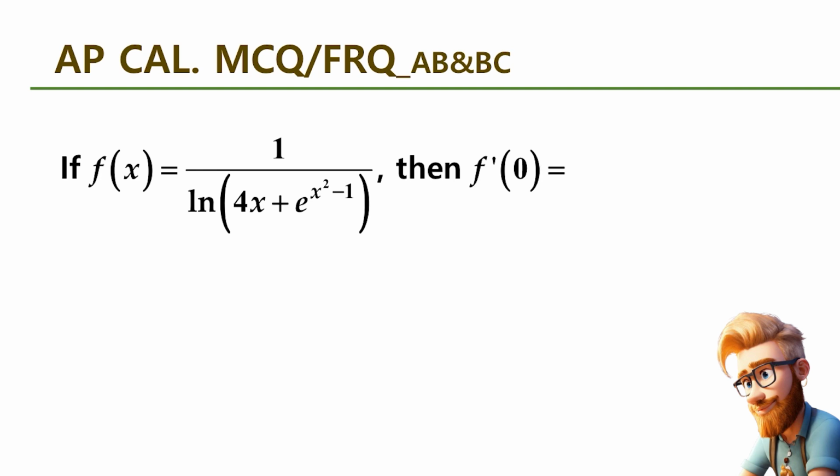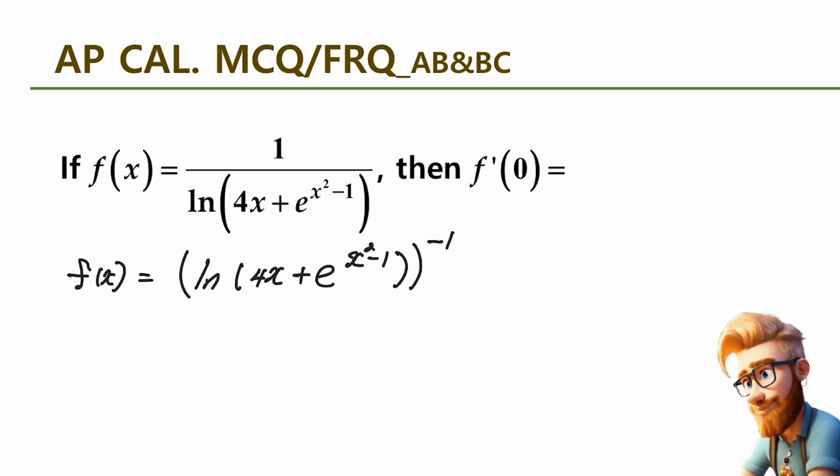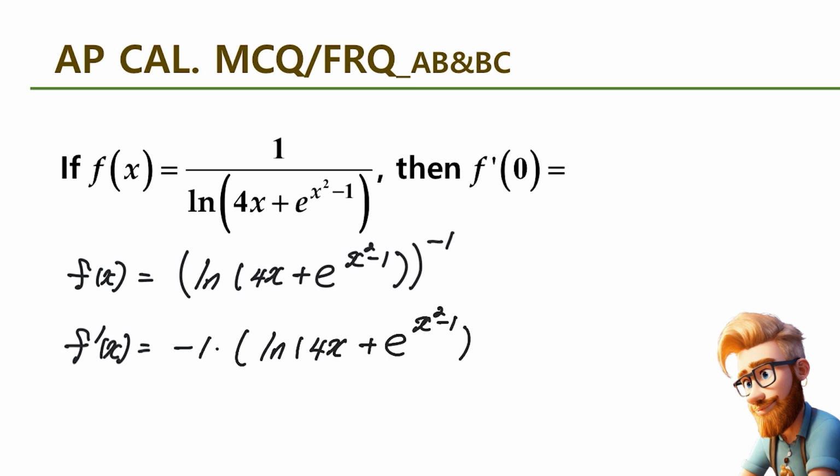What we can do is rewrite this function as f of x is equal to natural log 4x plus e to the x squared minus 1, all of this expression to the power of negative 1. And then, find the derivative of this function. So f prime x is equal to, here, power rule first. So negative 1 times natural log 4x plus e to the x squared minus 1, all of this expression to the power of negative 2 times, now we're going to have to write the derivative of this expression right here.